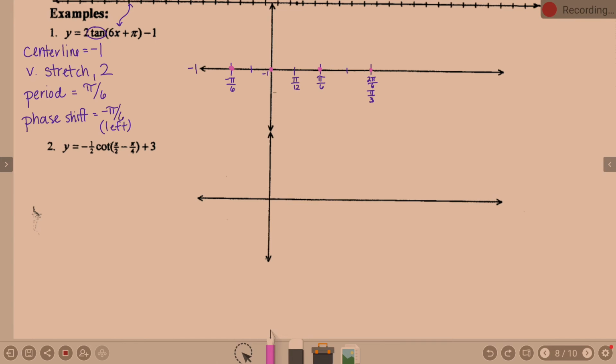Okay? Now, once every cycle, you have a point. What's in between the points? Asymptotes. Yes. So your halfway points are your asymptotes. So where do I have asymptotes? Negative pi over 12. Right there, in between. So negative pi over 12, pi over 12. Is that 3 pi over 12? It would be 3 pi over 12, so pi over 4. I just didn't get it labeled.